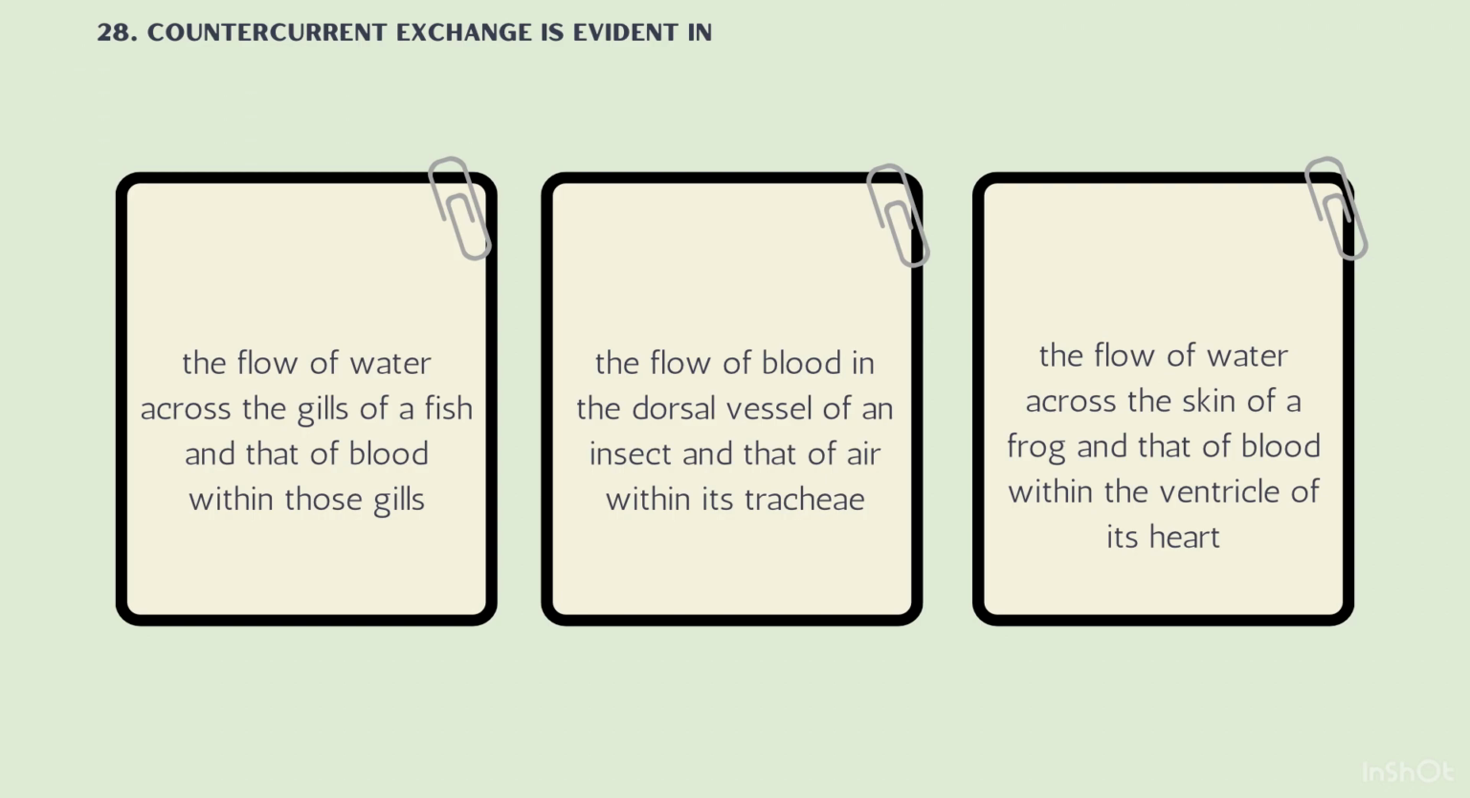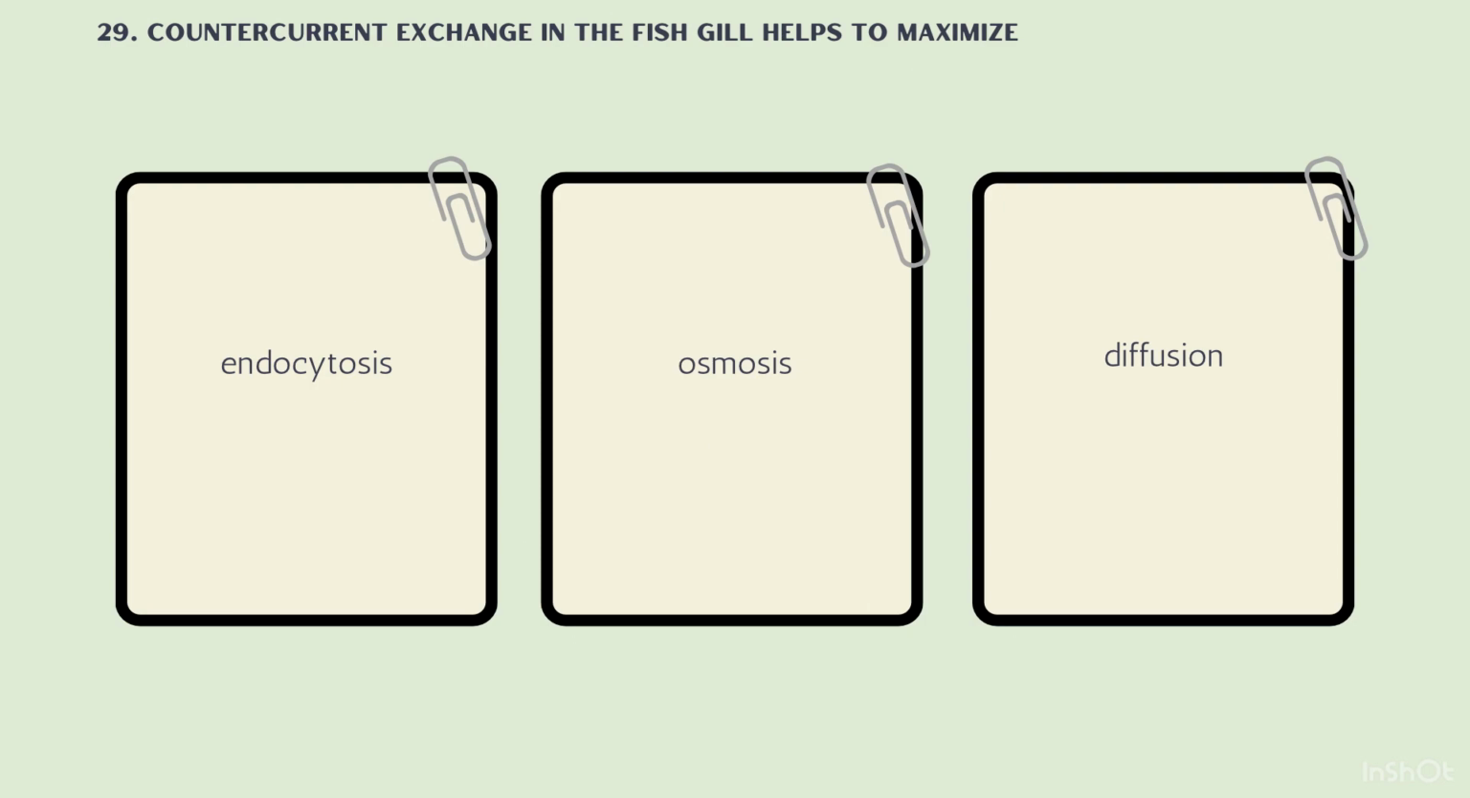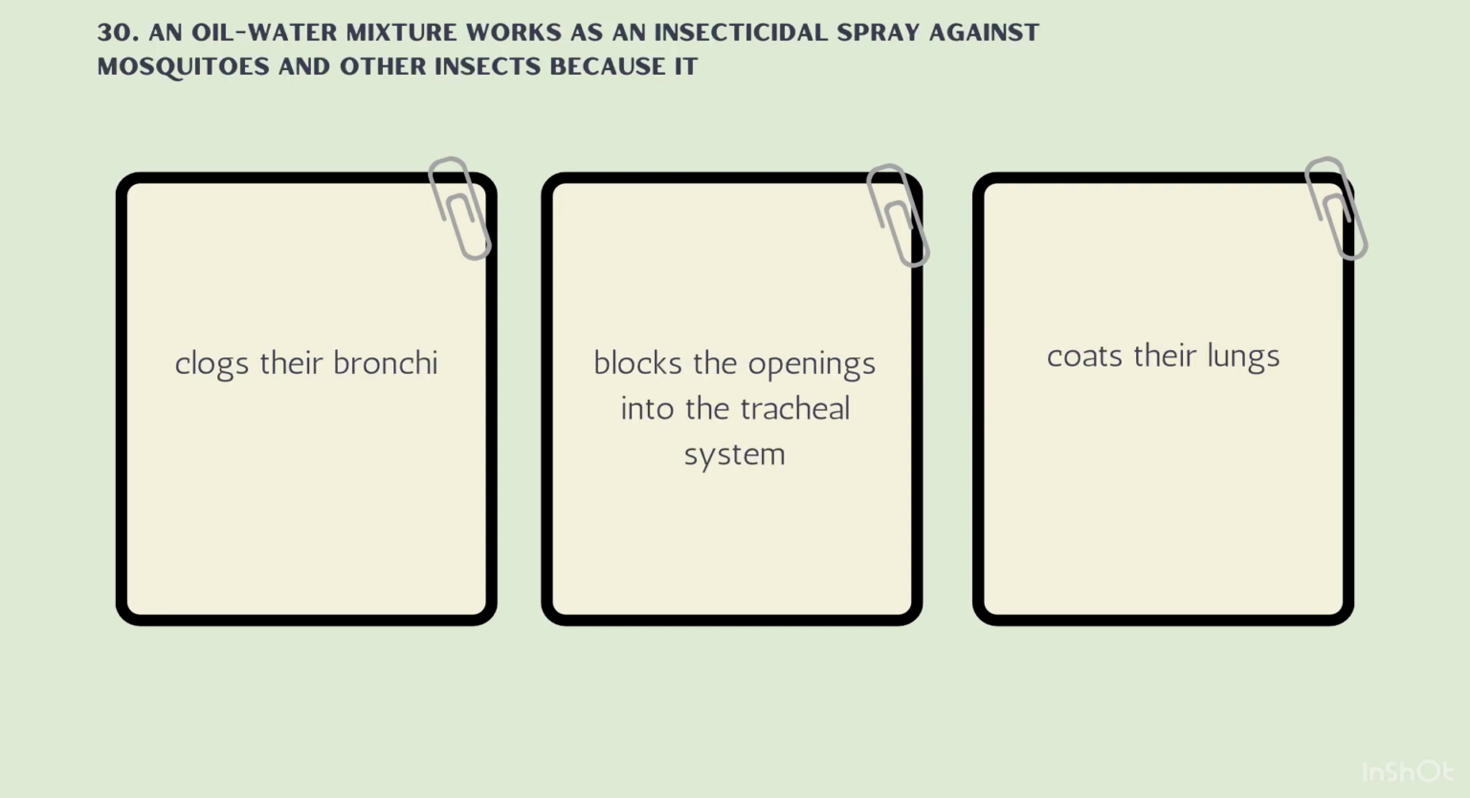28. Countercurrent exchange is evident in the flow of water across the gills of a fish and that of blood within those gills. Alright, let's look at 29. Countercurrent exchange in the fish gills helps to maximize diffusion. 30. An oil-water mixture works as an insecticidal spray against mosquitoes and other insects because it blocks the openings into the tracheal system. Remember, insects, tracheal system.